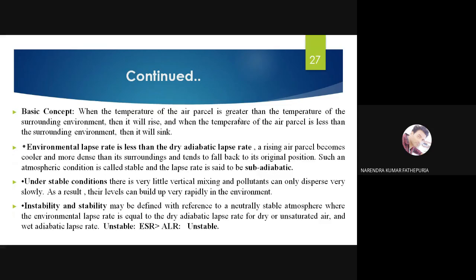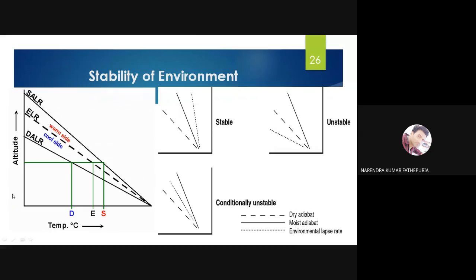So here we were talking about the environmental stability rate, and there are the conditions for it. Altitude with respect to temperature. This condition is called a stable condition, where the ELR will be less than the ALR. And the highly unstable condition is when the ELR is greater than the ALR, the adiabatic lapse rate. So this is the unstable condition.